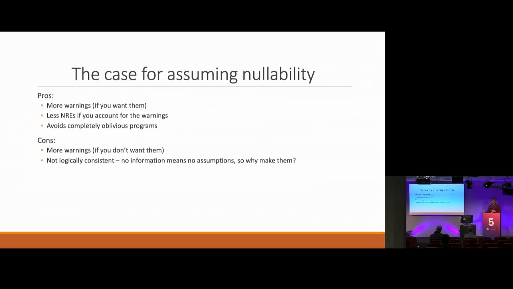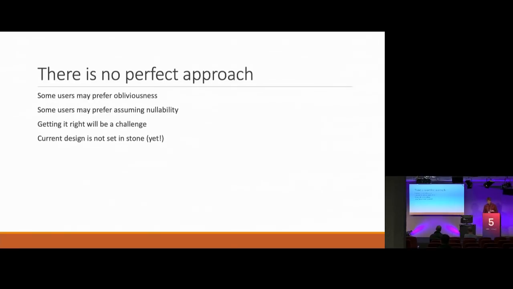But if we see 1,000 warnings, that's a little bit more different. It can be a little overwhelming sometimes, and sometimes people may not want that. And it is not actually logically consistent, because if no information means we can't make an assumption in either direction, if we go with sort of a nullable assumption, well, that's making an assumption about something. So there's not really a perfect approach to this in my mind.